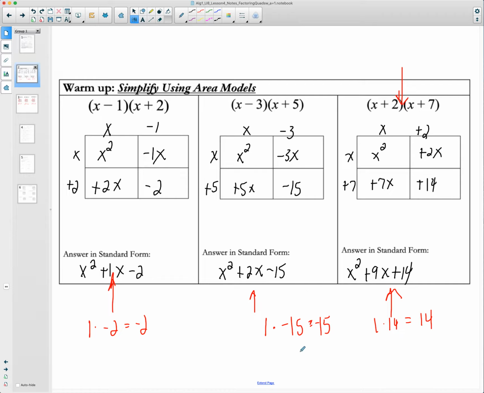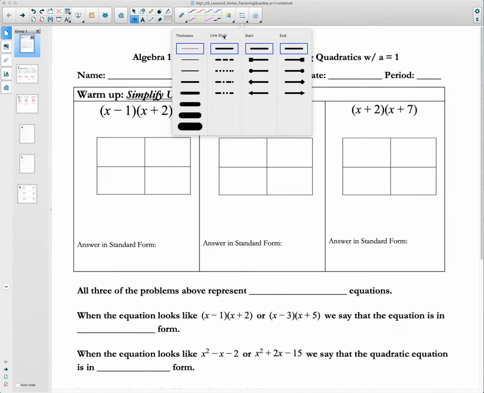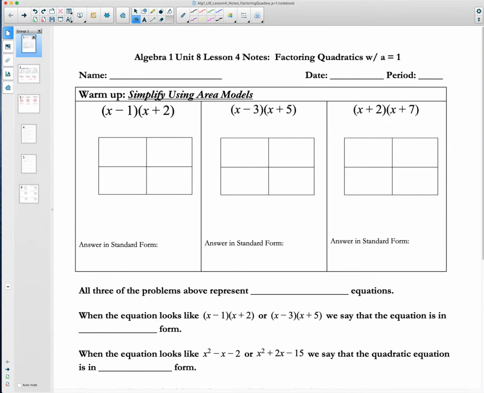All right, so let's pause that for just a second. Let's jump back to our first set of notes here. We've already done these, and just to fill in the notes here and make sure we're all on the same page, let's talk about all these problems together.